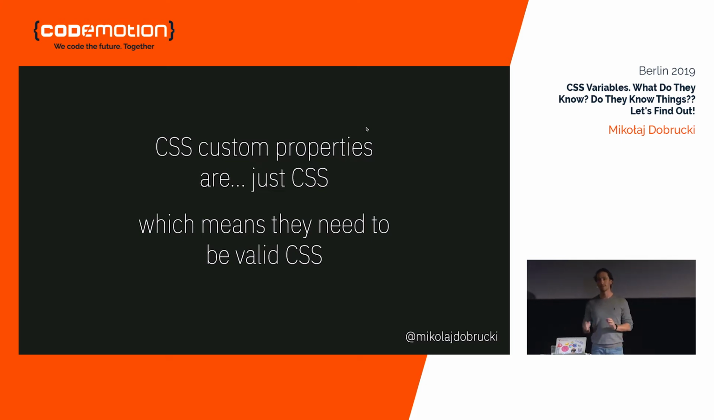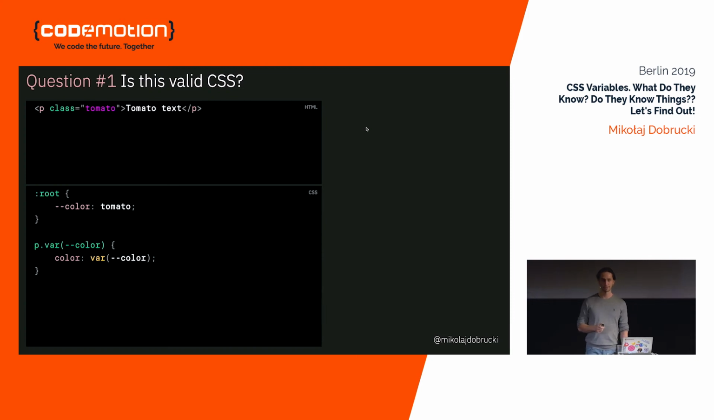And this is more or less what we are going to talk about today for the rest of this talk. So we're going to check out what you can actually achieve with CSS custom properties. Or maybe to put it differently: what do CSS variables know, and do they know things? Let's find out. And here is our quiz part. So a few questions for you to try to guess the answers.